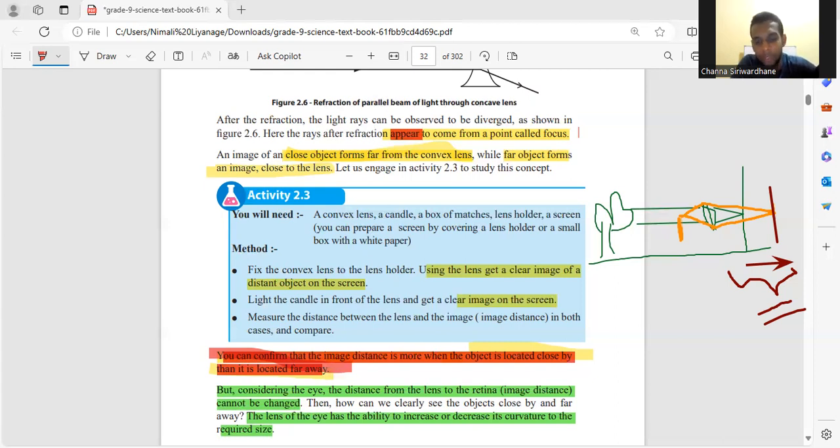I will read it again. Image distance is longer when the object is located closely. Dot. Then, when it is located far away, the image forms close. If it is close, the image forms far. Right. The next point.